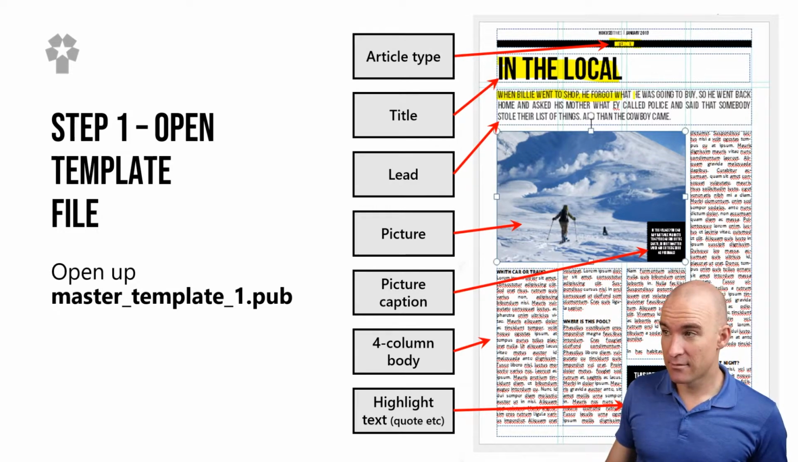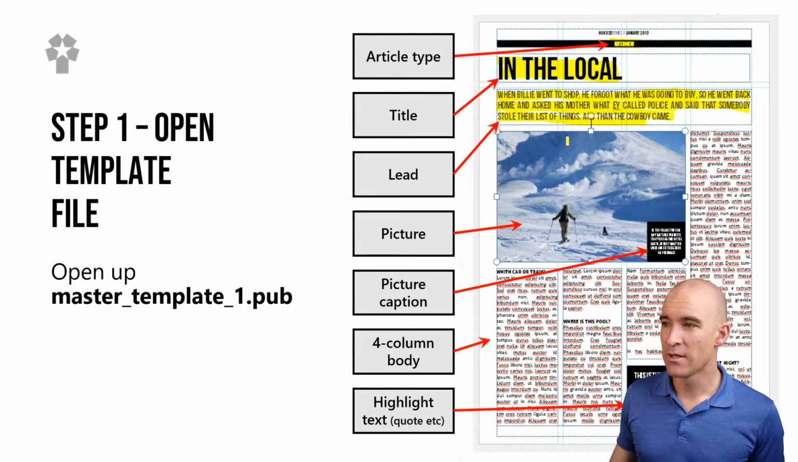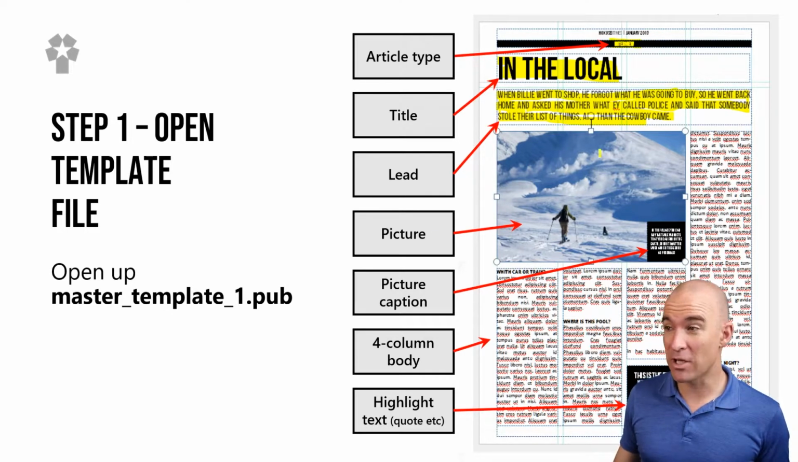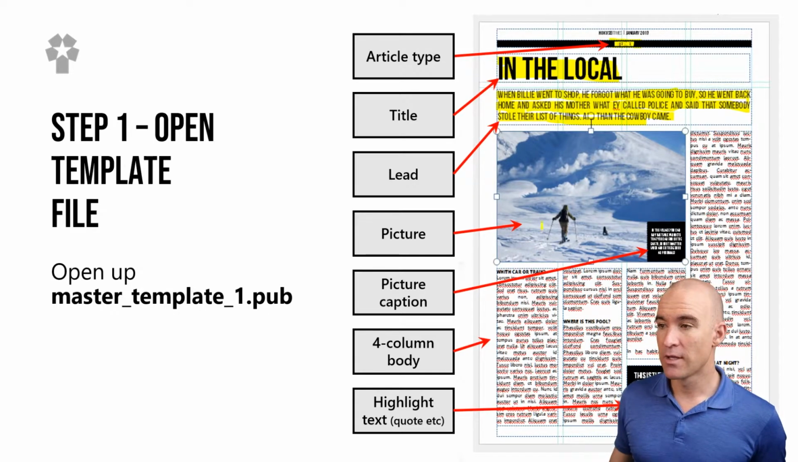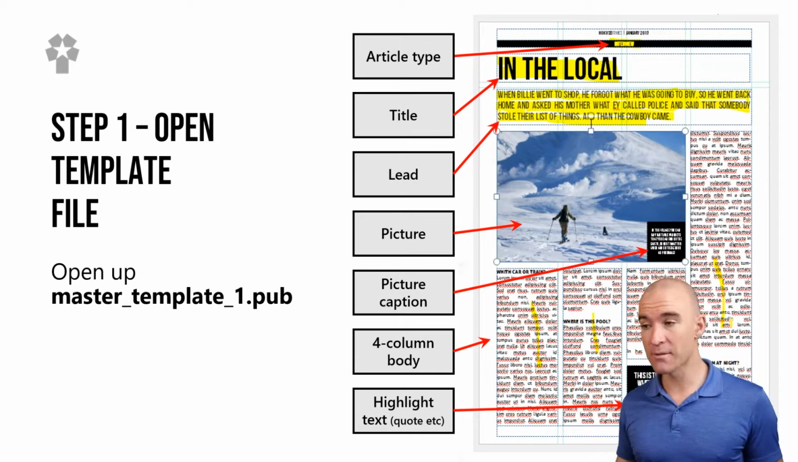The lead, that first important summary of the article, will be somewhere at the top in bold capital letter font here. There'll be a picture. Now the picture can be up here, you can move it down here, it can be anywhere you want. Picture caption is in black, and a black square with white lettering. We have a 4-column body, so 1, 2, 3, 4 columns.